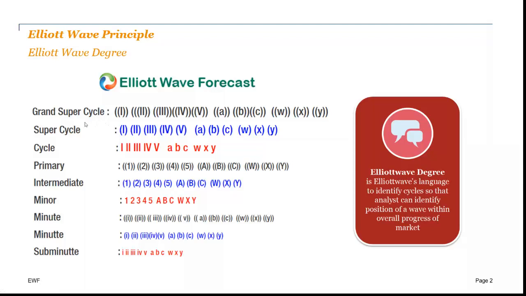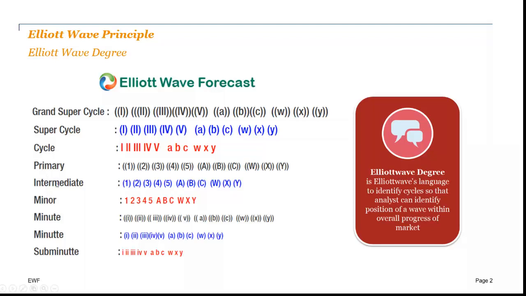When we are talking about grand supercycle and supercycle, usually they are found in the weekly and daily time frames. Weekly and daily time frames will have a lot of this grand supercycle and supercycle degree. And then cycle, primary, intermediate are between, let's say, daily and 4 hour. The lower the degree, the lower the time frame you will find it in.